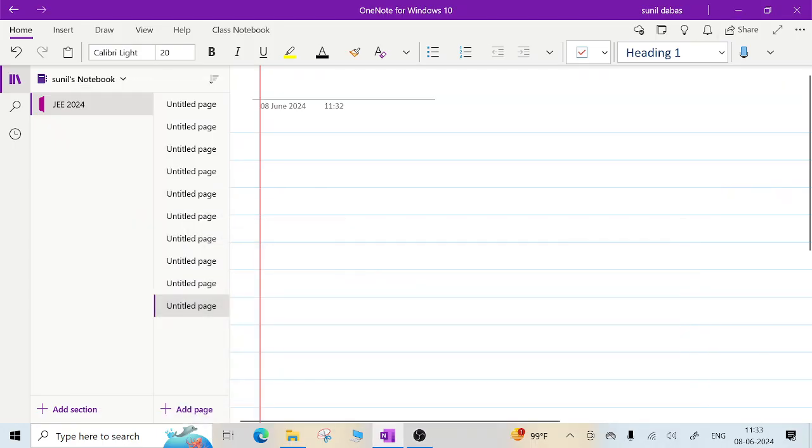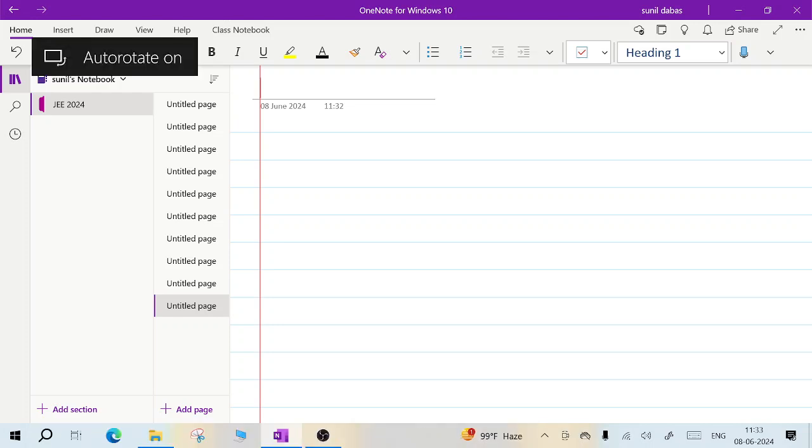Hello guys, in the previous video you have seen the measurement of the angles. So in this video, I'm starting with the problem. The problem is something like this. The question is, find the degree measure of the angle.